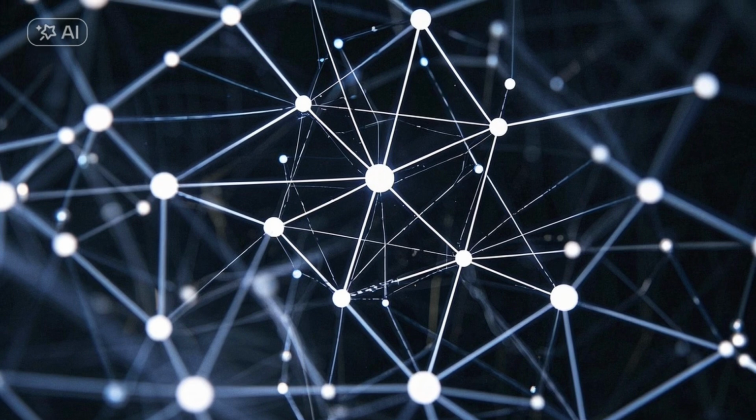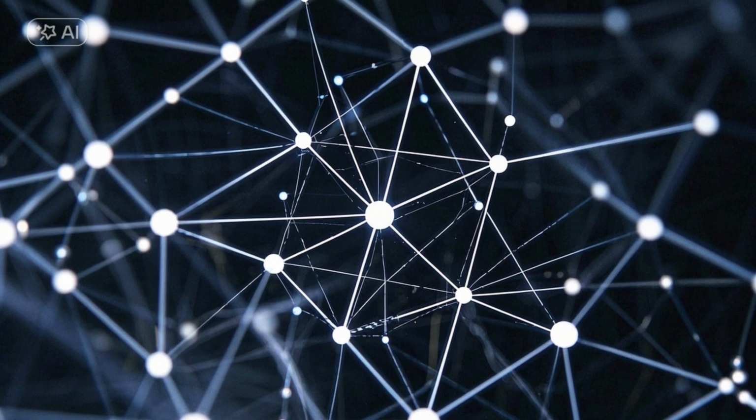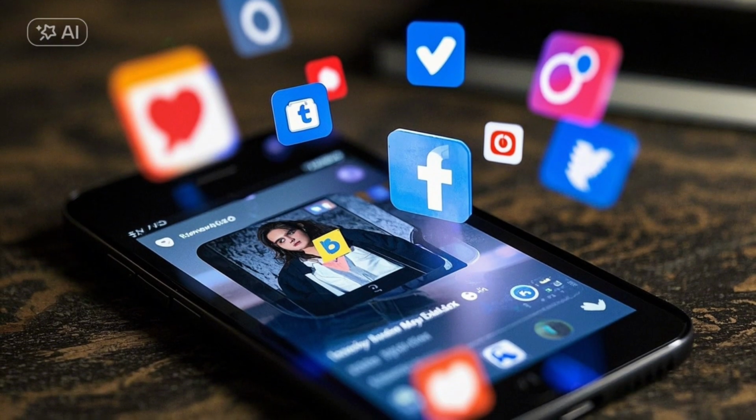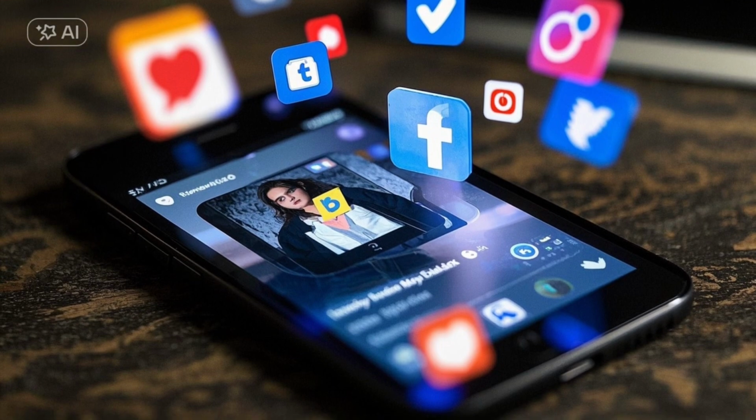The network effect. Decentralized system strength lies in people. The more users, the more valuable these systems become.